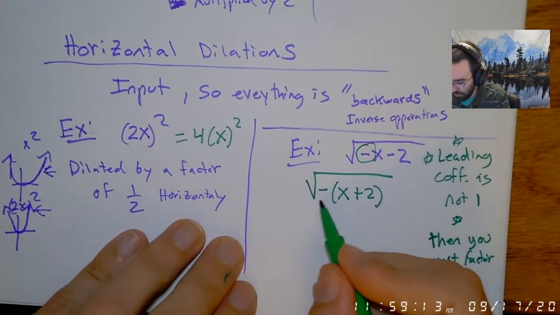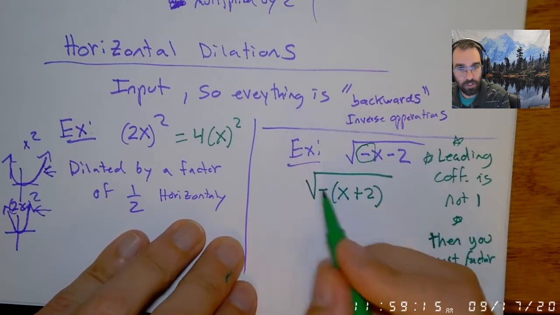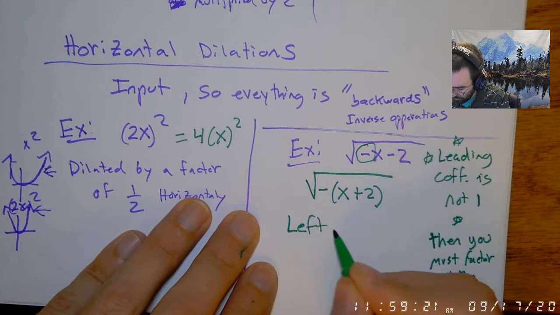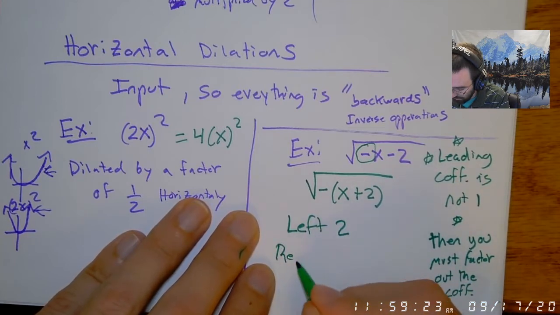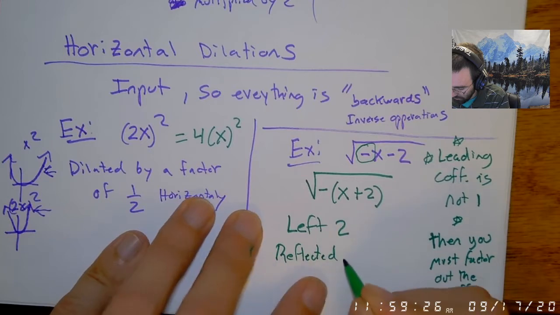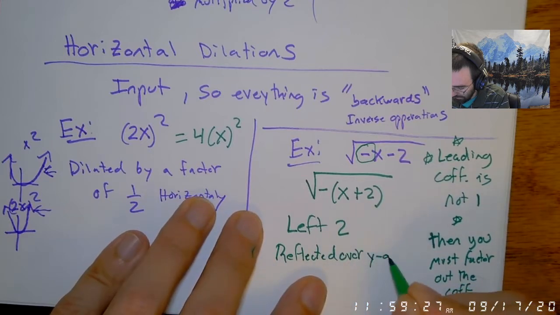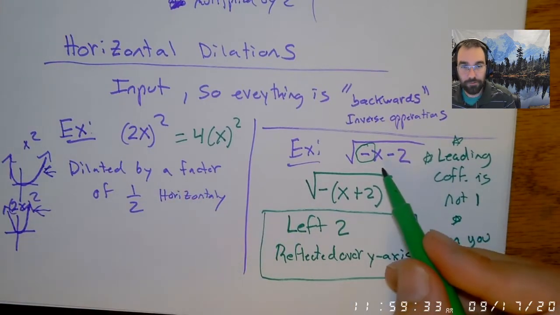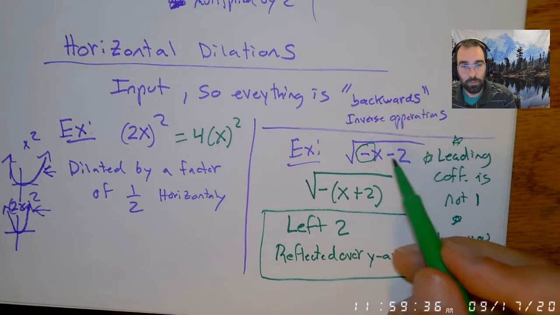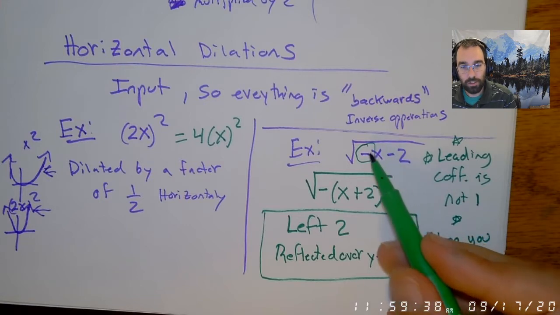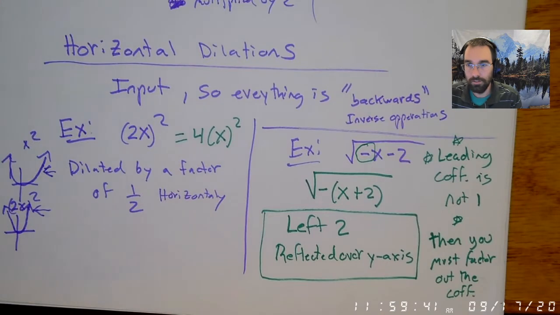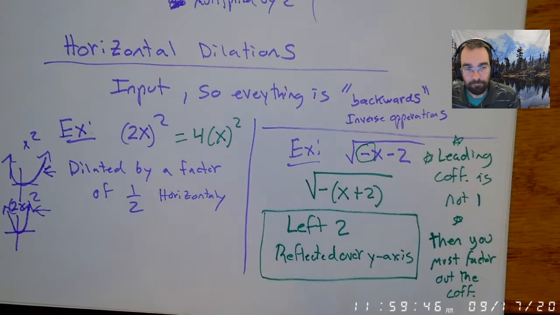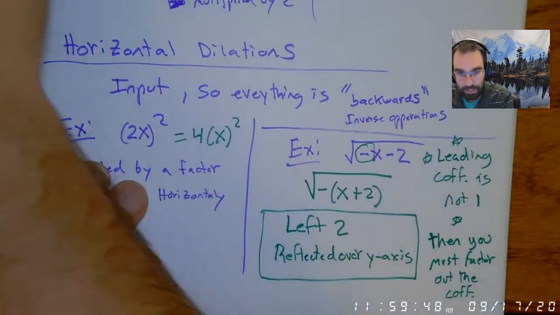When you have a horizontal dilation that's negative, we have 2 things here. It's left 2, and it's reflected over the y-axis. If you had done this here, you would have gotten the reflection right, but you would have gotten the translation wrong. So if your coefficient is not 1, make sure you're factoring out that coefficient, okay? We'll have an example problem of that in just a second.